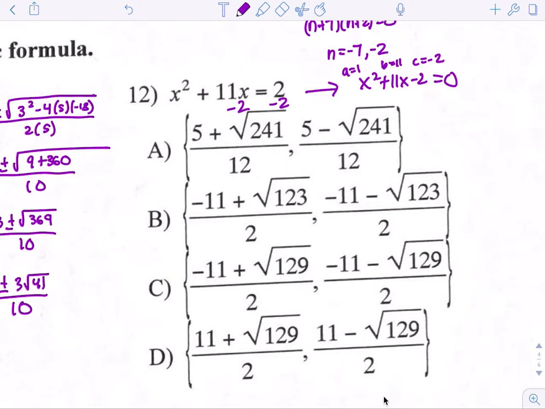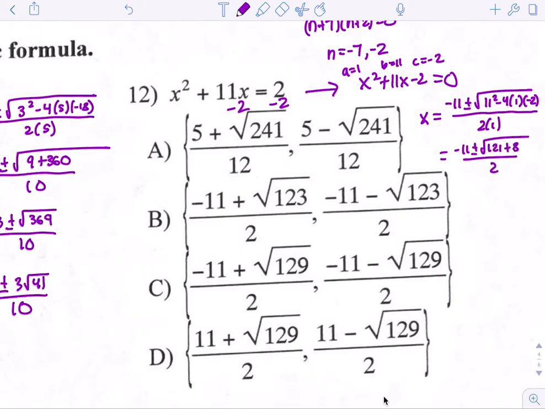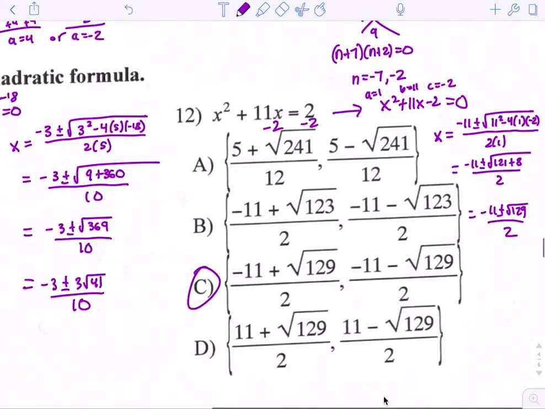Okay, so let's do quadratic formula. So x is going to equal negative b, which is negative 11, plus or minus the square root of 11 squared minus 4 times a times c, all over 2a. Negative 11 plus or minus square root of 121 plus 8, all over 2, which is negative 11 plus or minus square root of 129 over 2, which looks to be C.